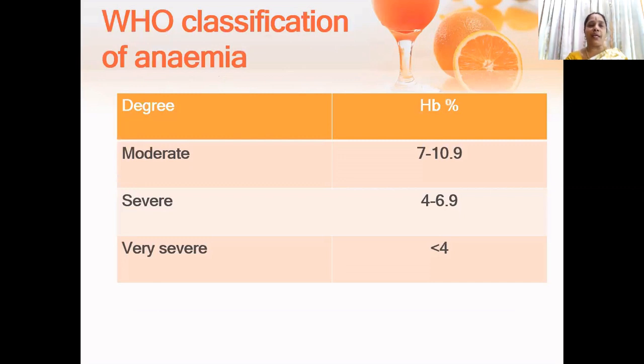WHO classifies anemia into 3 types. Moderate anemia, if the hemoglobin is between 7 and 10.9. Severe, if the hemoglobin is between 4 and 6.9. And very severe, if it is less than 4.